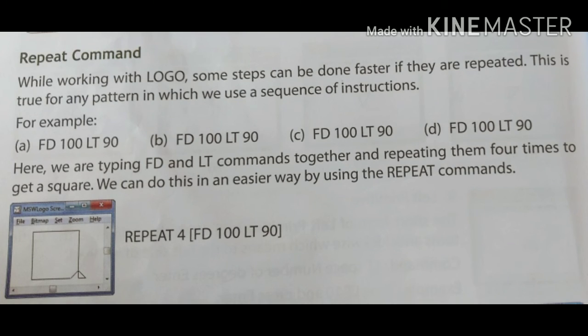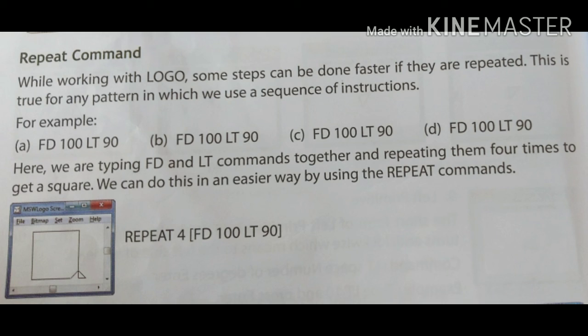Repeat command. While working with Logo, some steps can be done faster if they are repeated. This is true for any pattern in which we use a sequence of instructions. For example, FD 100 LT 90, FD 100 LT 90, FD 100 LT 90, FD 100 LT 90. Here we are typing FD and LT commands together and repeating them 4 times to get a square.